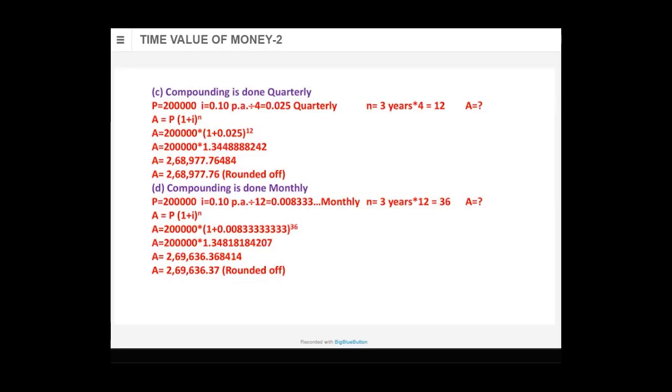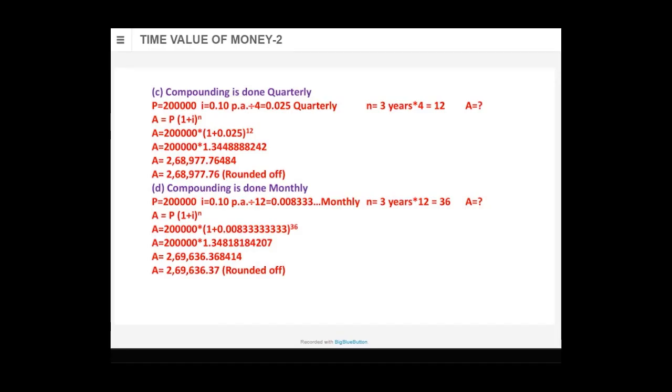Here it is. Compounding is done quarterly. P remains the same. Interest is 0.10. Now I'll have to divide it by 4. Quarter is divided by 4. Half year divided by 2, quarter divided by 4. So you get 0.10 divided by 4 is 0.025 quarterly interest rate. And 3 years multiplied by 4. Here you did divide by 4, there you are doing multiplied by 4, which is equal to 12. In semi-annual, you divided by 2 and you multiplied by 2. Here quarterly, so divided by 4 and multiplied by 4, 12.